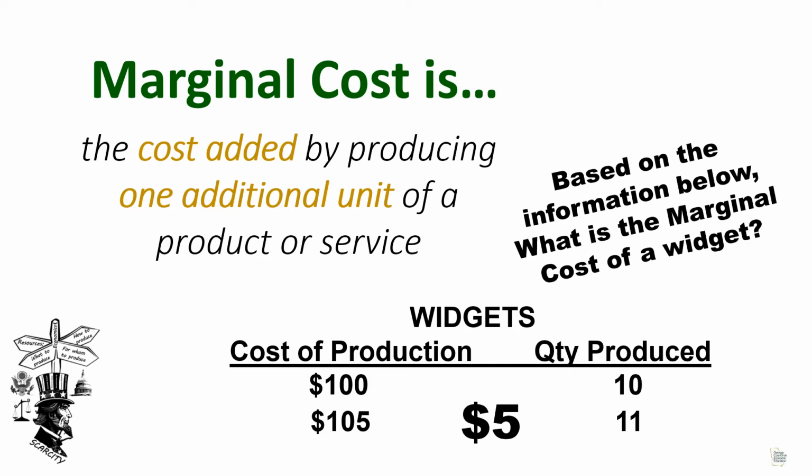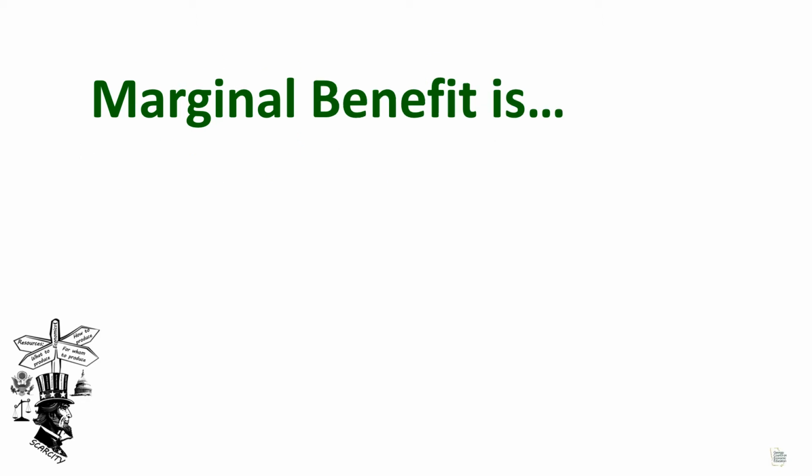Now, what we don't know here is the production cost. We don't know all the things inside of it that make up the production cost. We don't know why, just to make one more unit, the cost went up $5. We don't know anything about that. That information is not given. All we have is what we see here, and that's all I want you to work with. So that's marginal cost, the cost added by producing one additional unit of a product or service.